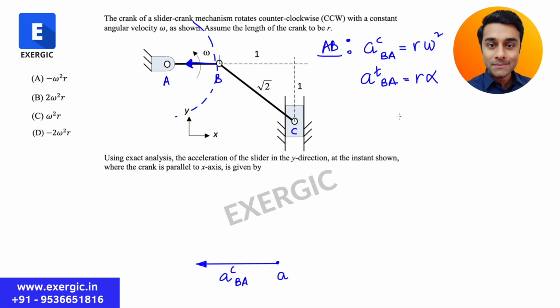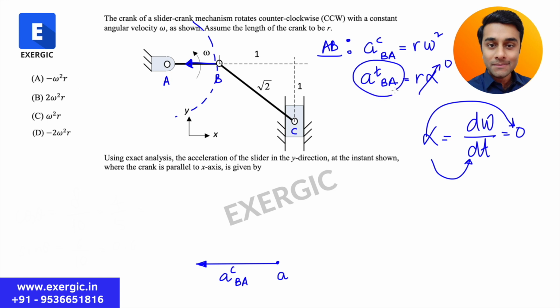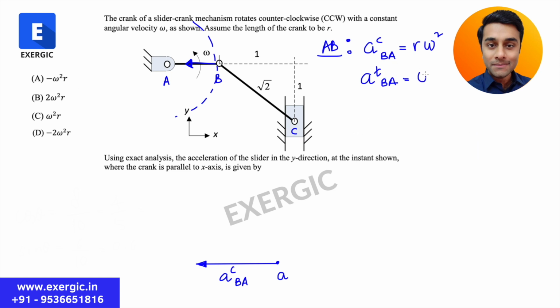R is known to us. What about alpha? Read the question carefully. The question said that the crank is rotating with a constant angular velocity omega. Constant angular velocity means the rate of change of angular velocity is 0, and the rate of change of angular velocity is nothing but angular acceleration. So angular acceleration is 0, and if angular acceleration is 0, then this tangential acceleration will also be 0. Hence, we can directly write this value to be 0. It has simplified the question for us.